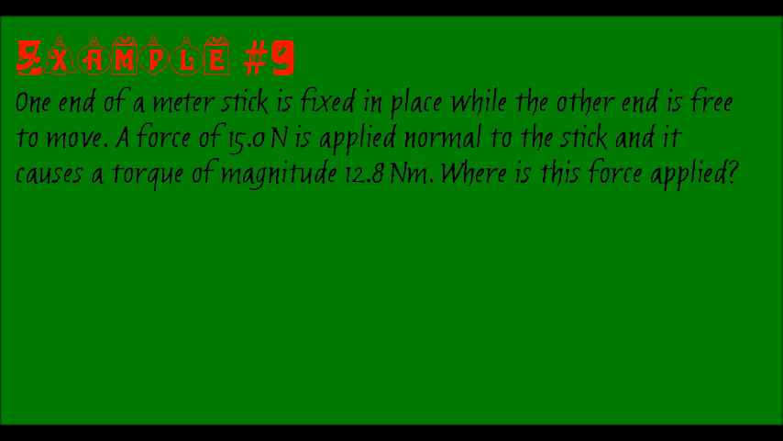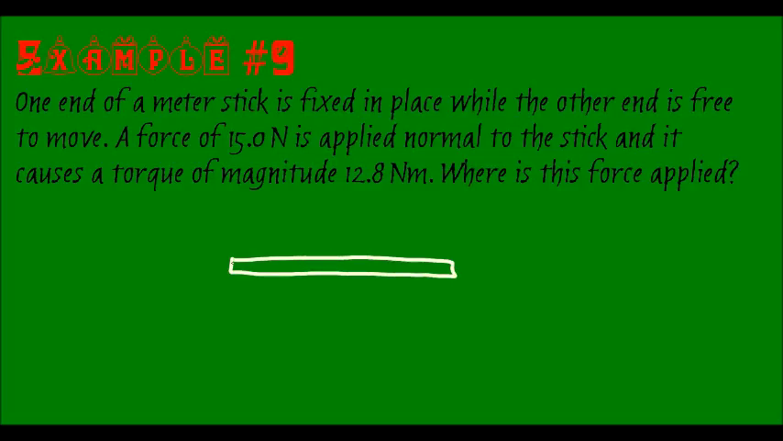In this example problem, one end of a meter stick is fixed in place while the other end is free to move. We have a force of 15 newtons that's applied normal to the stick, which causes a torque of magnitude 12.8 newton meters. We're asking to find where this force is applied on the meter stick. Let's start by drawing a diagram.